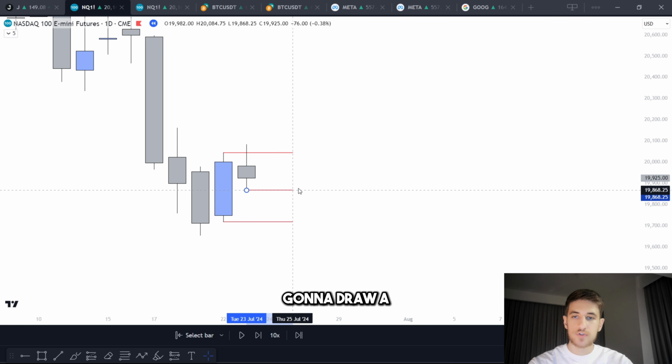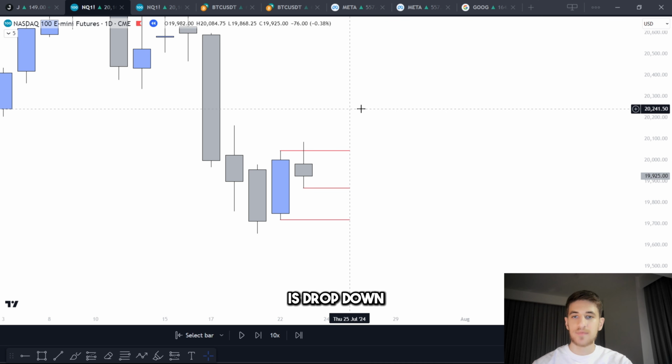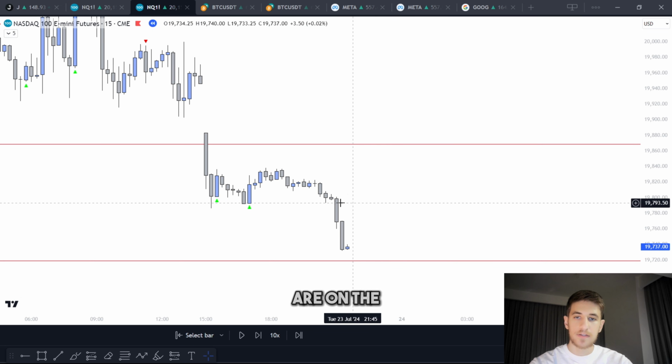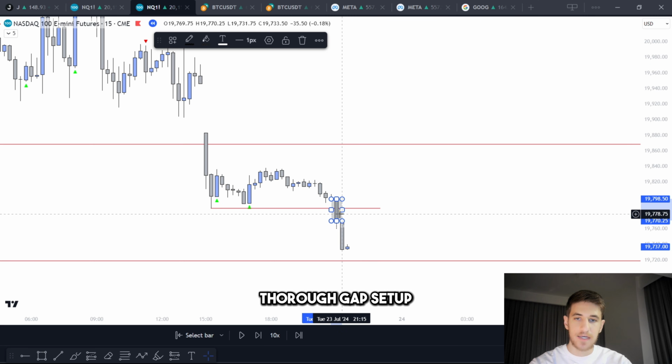And we're also going to draw a line at the low of this candle right here. Now we have the daily time frame, so now what I want to do is drop down to a lower time frame and look for any entries that I can take for a move down to this low. So here we are on the lower time frame, and there's a very nice setup that we can see, which is a break of structure and a perfect fair value gap setup right here.